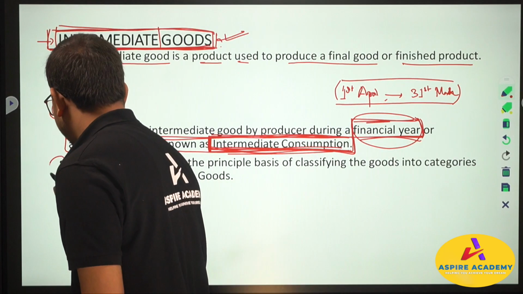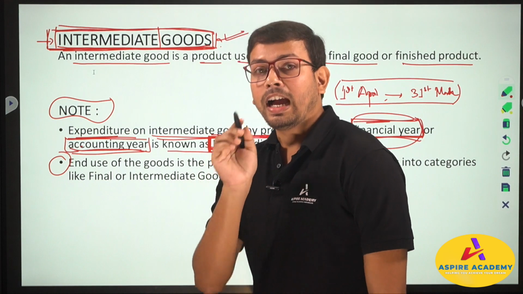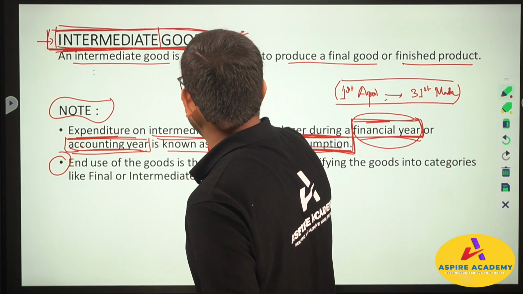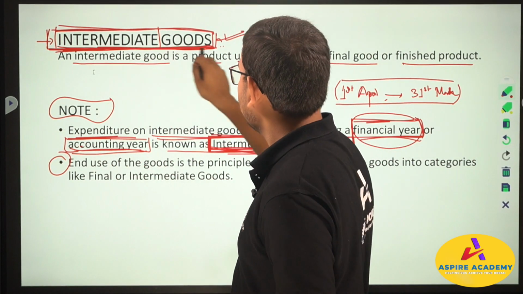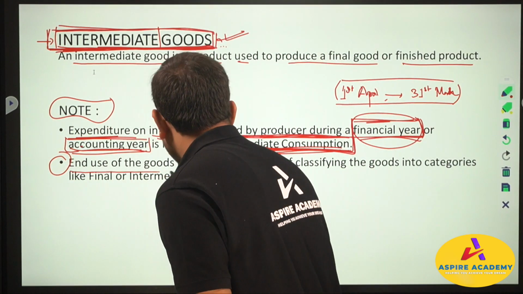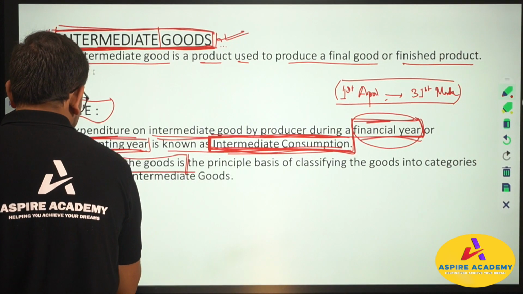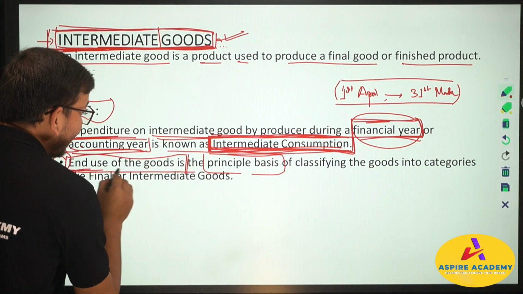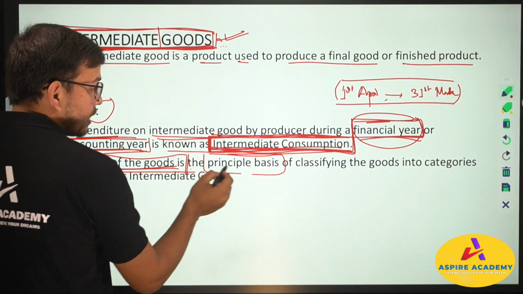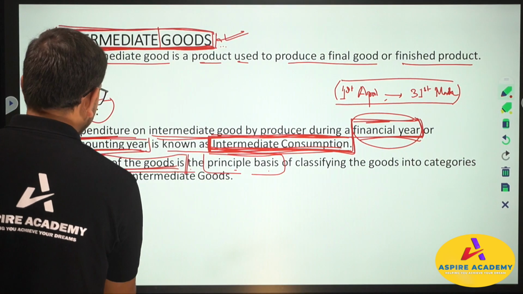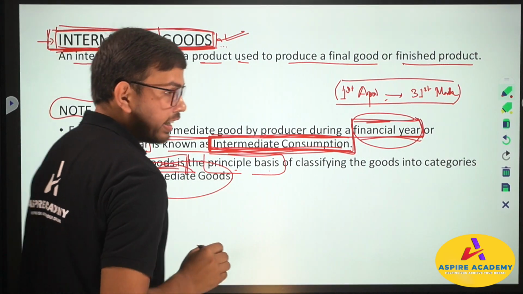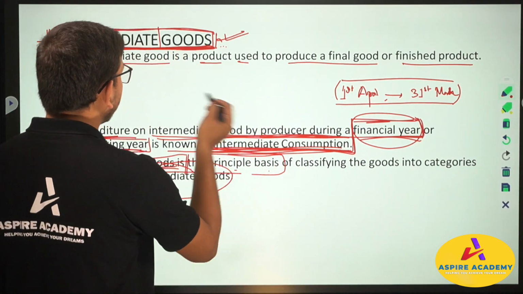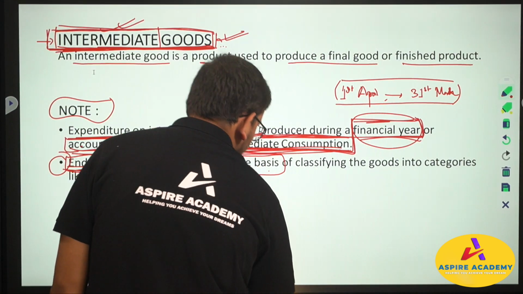Next point to be noted is, how do we classify these different types of goods? What is the main basis through which the types of good are being classified? Remember, the classification is done on the principal basis of end use of the good. End use of the good is the principal basis of classifying the goods into categories like final good or intermediate good. It is the principle of end use of the good which helps us in classifying the goods into intermediate goods as well as final goods.